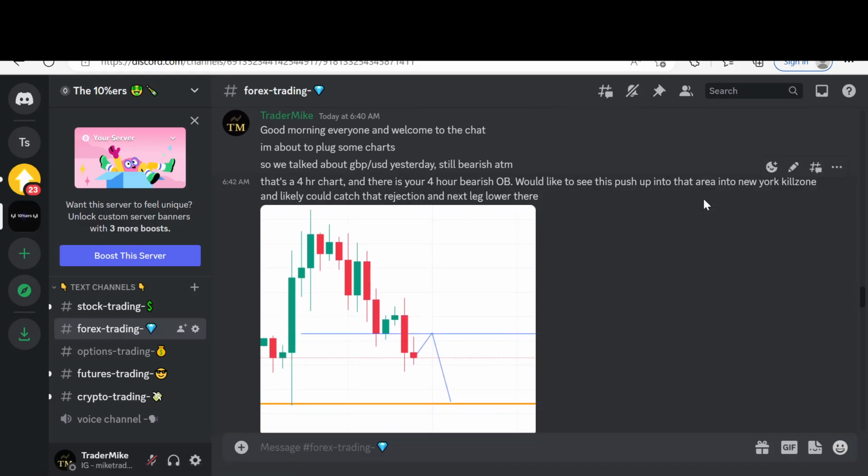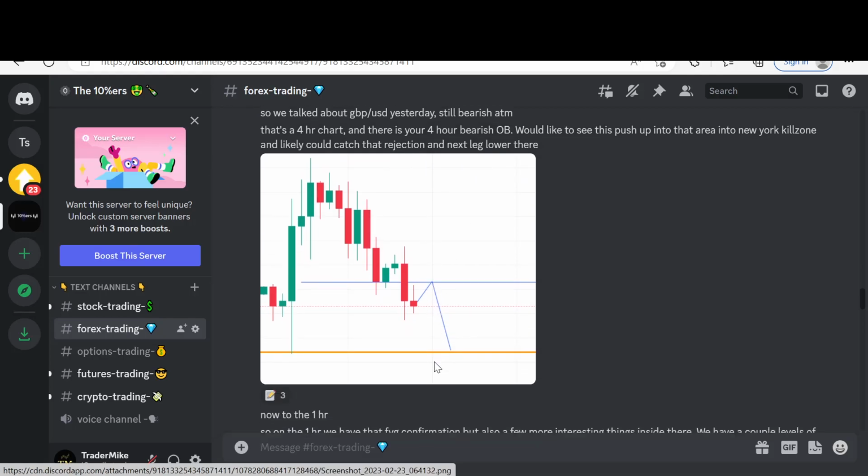We'd like to see this push up into the area into the New York kill zone. New York kill zone is 7 to 10 a.m. Eastern time, but I pushed it personally to 11 because I still get a lot of setups within that time period from 10 to 11. So I'll do 7 to 11 a.m. Eastern time, but that's just me. And we likely could catch that rejection in that next leg lower. So again, that's what I'm indicating there.